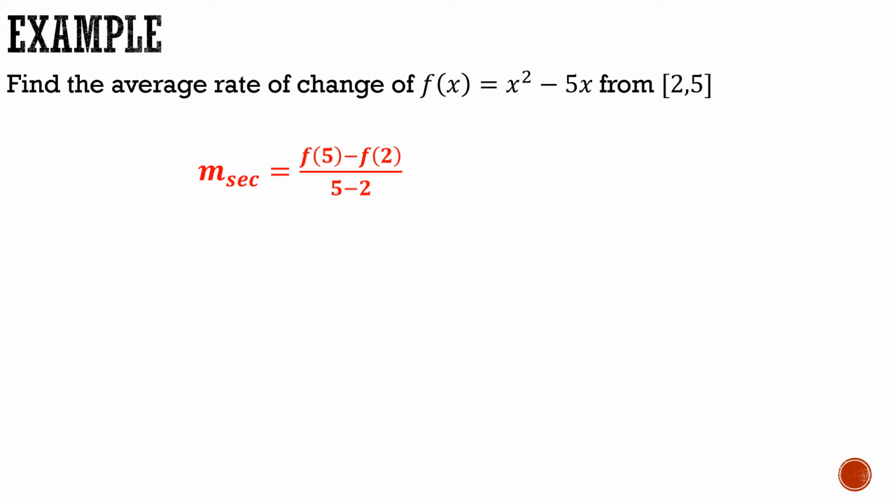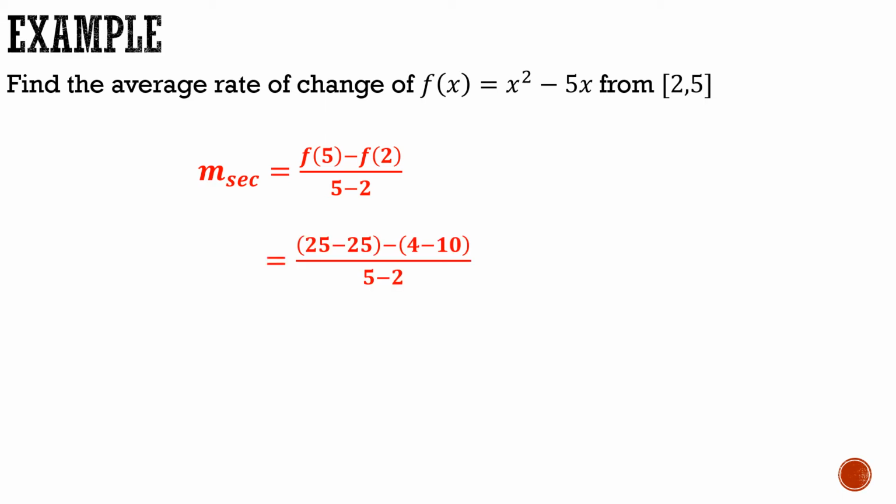So the first thing I want to do is set up my formula. My formula says to basically do the change in y over the change in x. So I'm going to do f of 5 minus f of 2. That's my change in y. And then my change in x would be 5 minus 2.